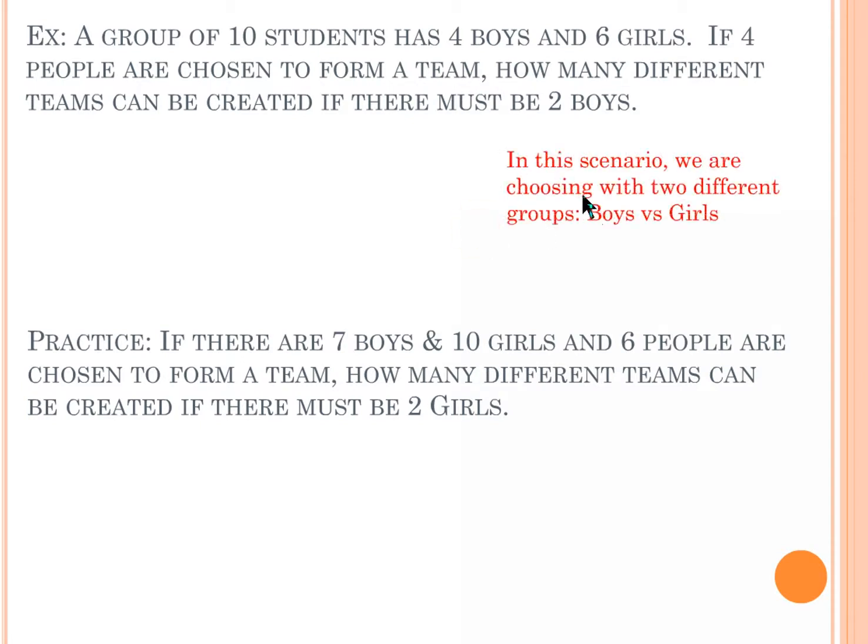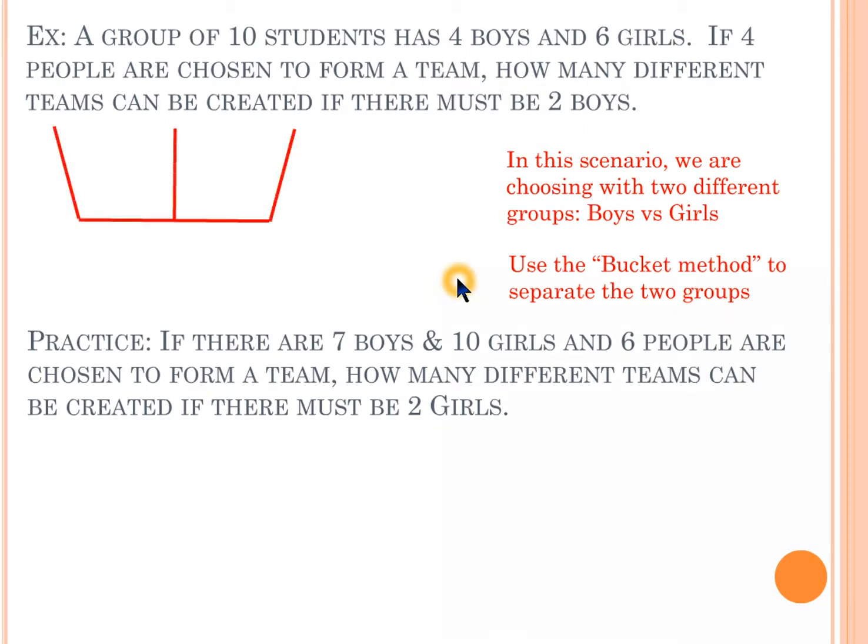All right, so we're dealing with 2 different groups, boys and girls, and we can use the bucket method to separate the 2 groups. So what is the bucket method? Well, here's my bucket here, and I have 4 boys. The problem says I have 4 boys, and there must be 2 boys. Okay, so no matter what, I must have 2 boys.